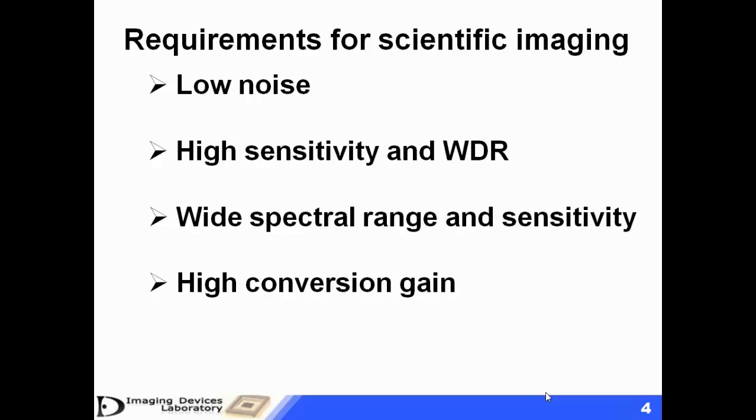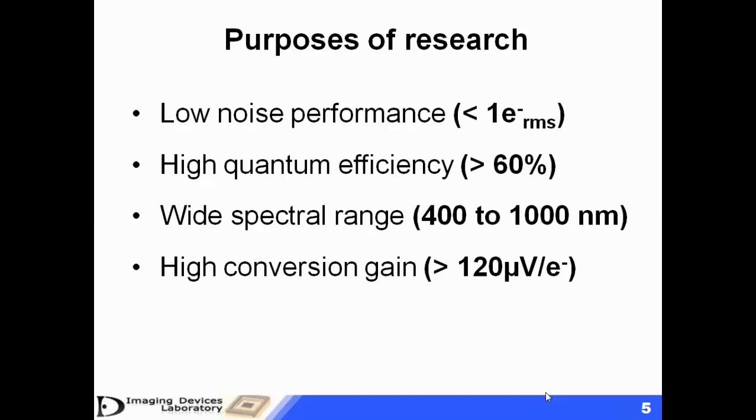The fourth is high conversion gain, which is very close to low noise and high sensitivity. And the final one is operation speed. It's very important for realizing a real-time measurement system. So with these requirements, our research goals are set. The first is low noise performance, below 1 electron, then high quantum efficiency and wide spectral range, and finally high conversion gain.